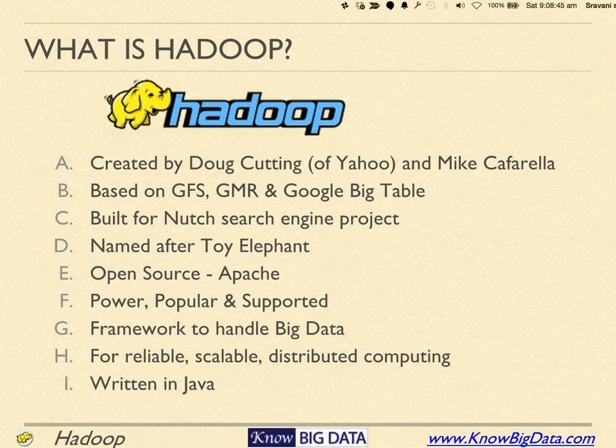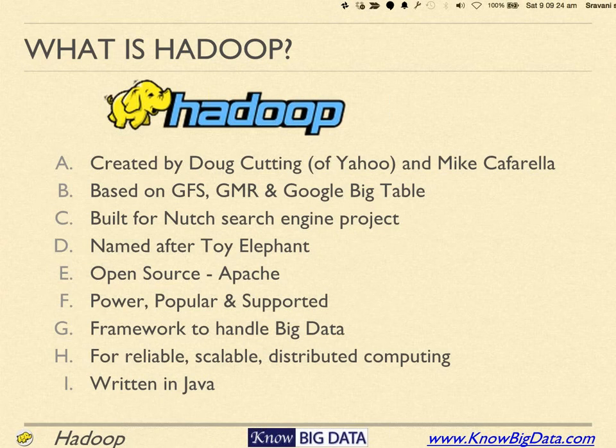Therefore, being open source has been the most important thing about Hadoop. Next, it was powerful, it was popular, and it got humongous support from the whole community. It is a framework to handle big data, and when we say big data in terms of Hadoop, their definition is reliable, scalable, and distributed computing is called big data processing. So every component under Hadoop has to have these three properties.